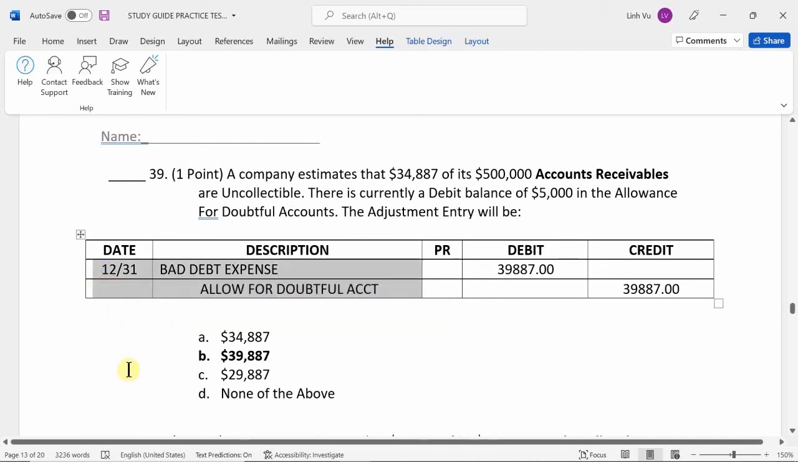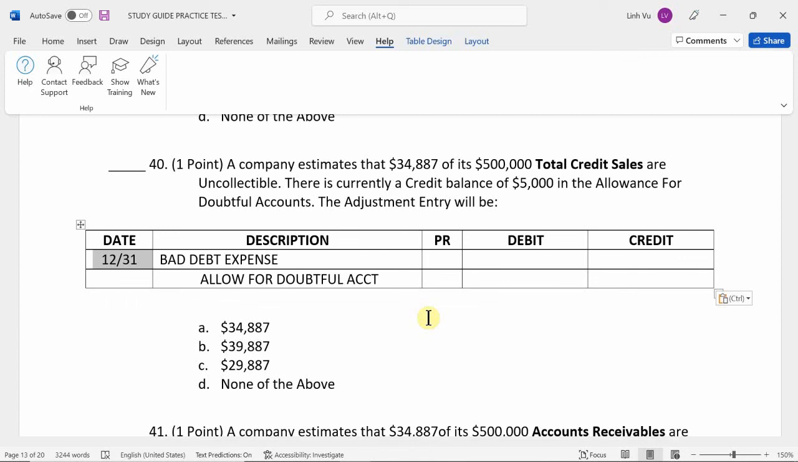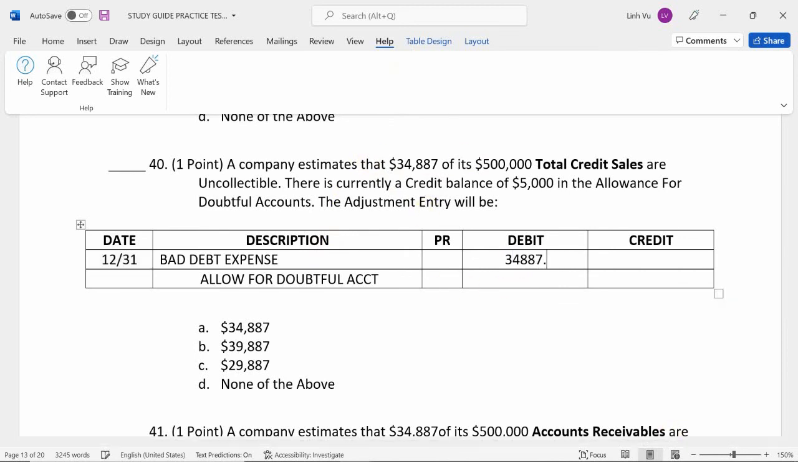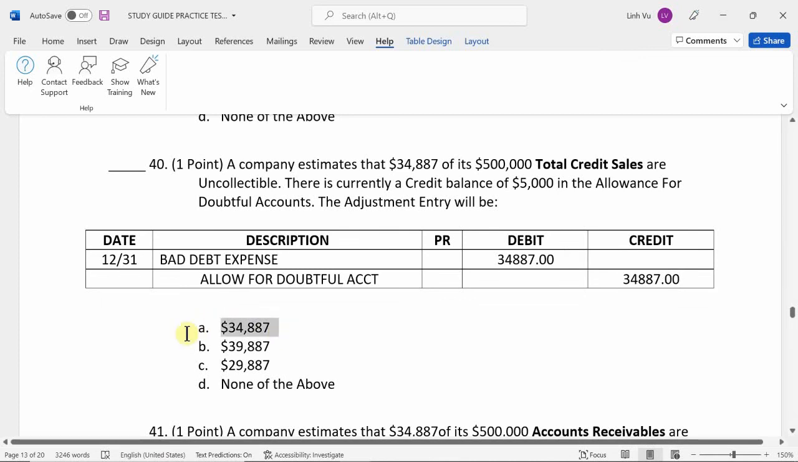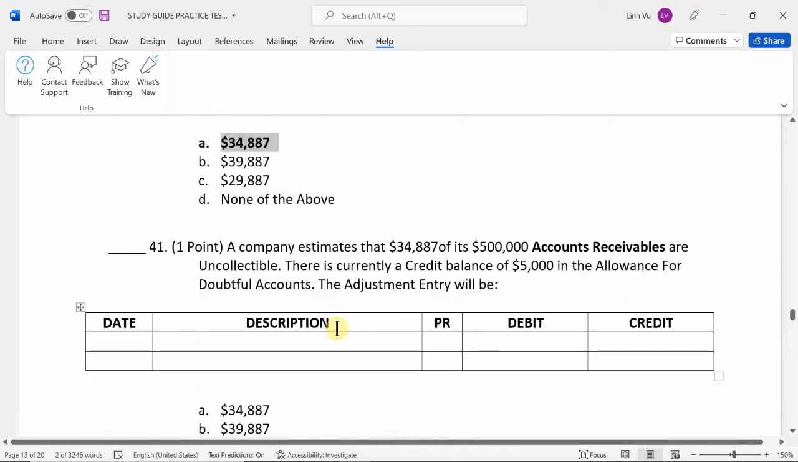Sales. Total credit sales means I'm using the income statement method, right? Income statement method. The word accounts receivable does not exist. So if it doesn't exist, neither would the allowance for doubtful accounts. So in this case, all we care about is just whatever the amount is in your total estimate. So in this case, 34,887 is correct, which is letter A. Okay, we don't care about what the balance is in the allowance for doubtful accounts because it will not matter. It will not affect it.